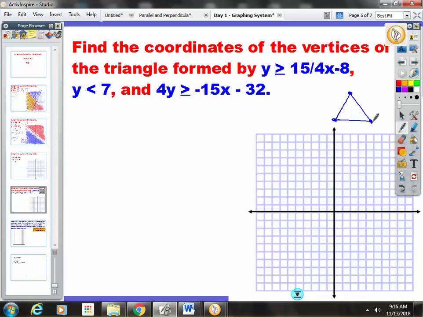So the first one, we have a y-intercept at -8. And the slope is 15/4. Rise 15. 1, 2, 3, 4, 5, 6, 7, 8, 9, 10, 11, 12, 13, 14, 15. And over 4. 1, 2, 3. Up 15 and right 4. Now I definitely don't have enough room to rise 15 and run 4 more. So 2 points is all that we're going to need here. Would you use a dash or a solid line for this? A solid.